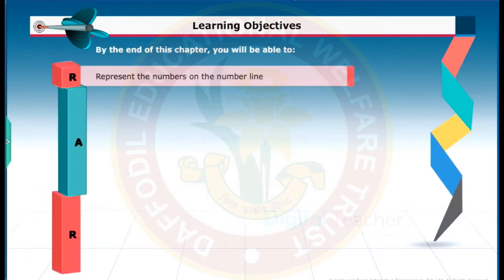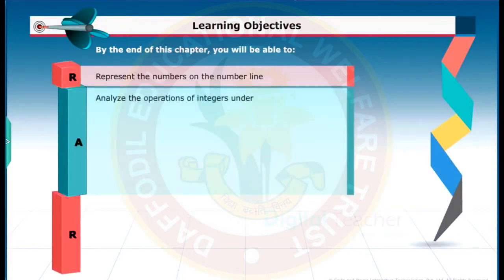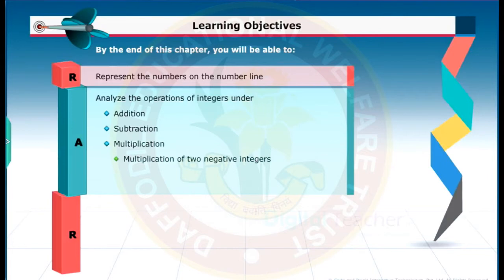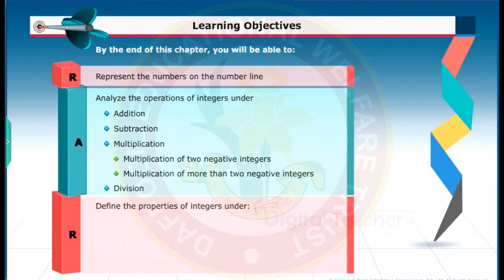Represent the numbers on the number line. Analyze the operations of integers under addition, subtraction, multiplication, multiplication of two negative integers, multiplication of more than two negative integers, division. Define the properties of integers under addition, multiplication, subtraction, division.